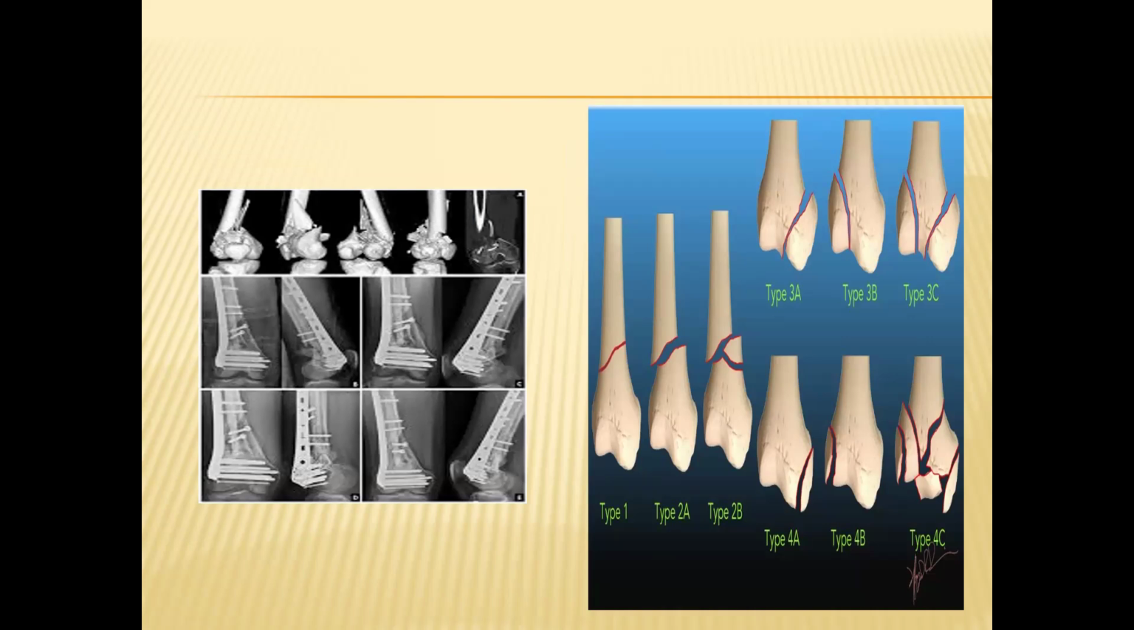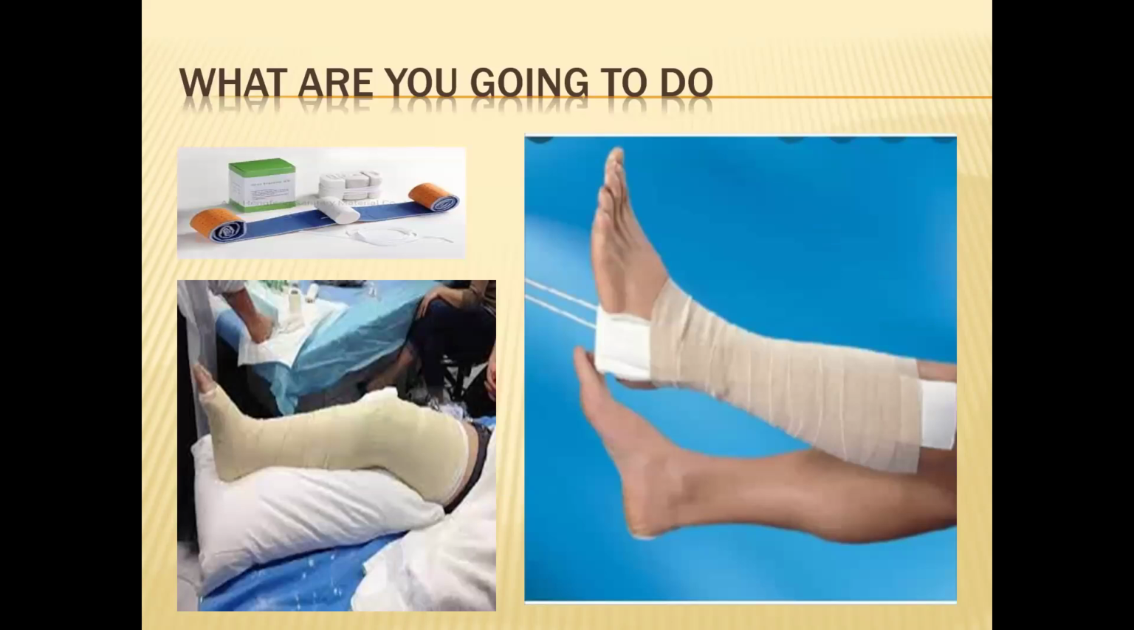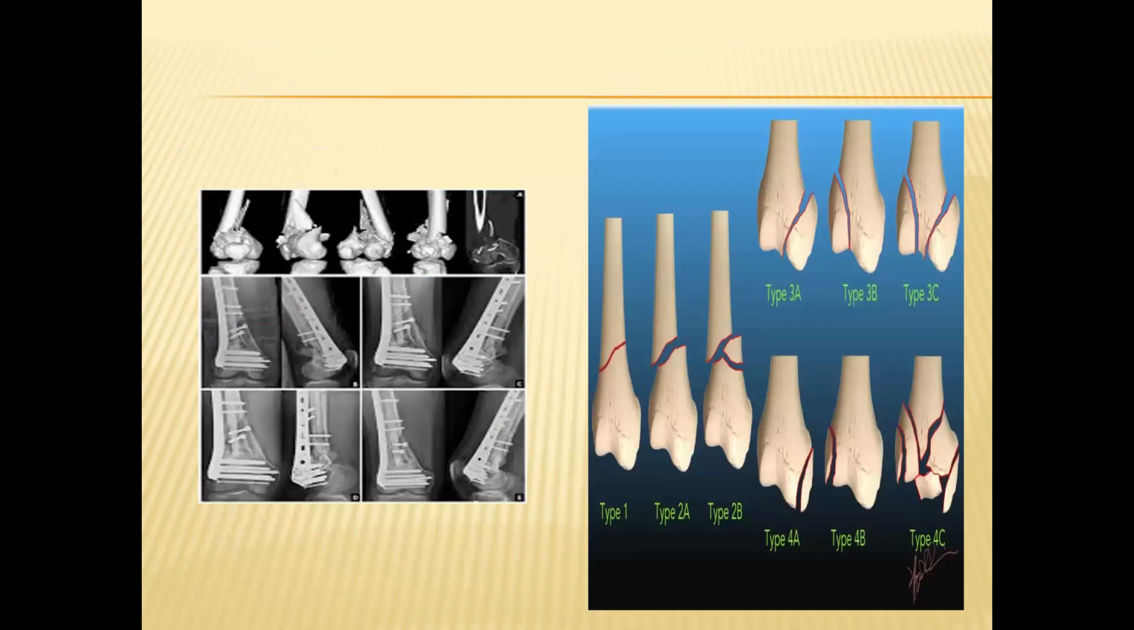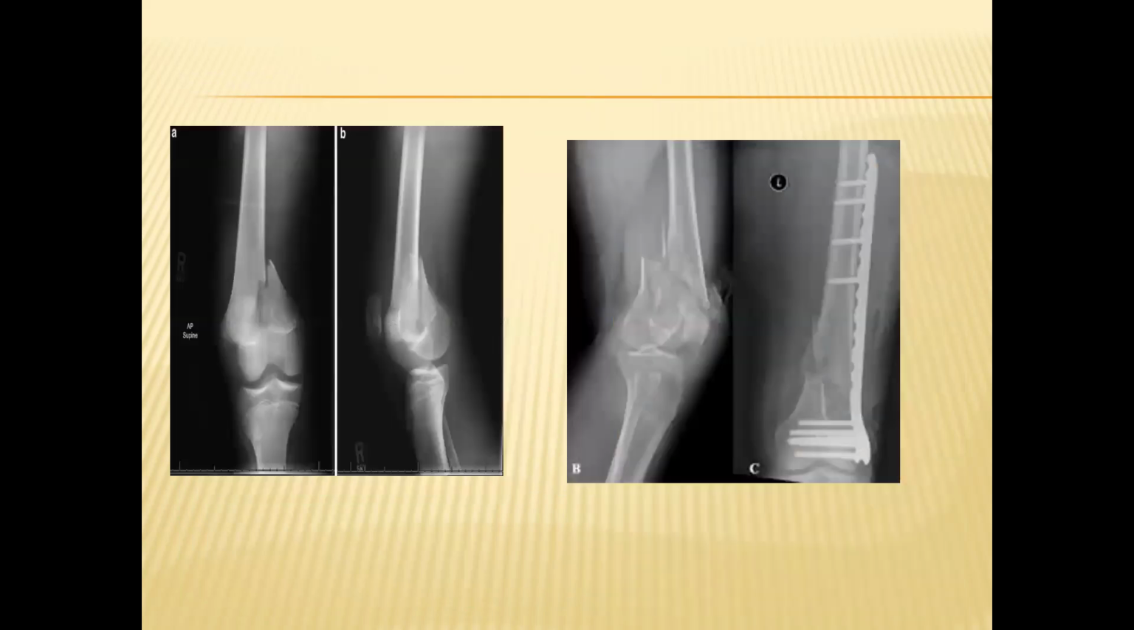These are some pictures showing the fractures of the distal tibia, distal femur, or supracondylar fractures. This is also a type of supracondylar fracture with open reduction and internal fixation. We can also classify the distal femur fractures according to their location and the type of involvement of the distal parts. Type 1, when there is an oblique fracture but not displaced.